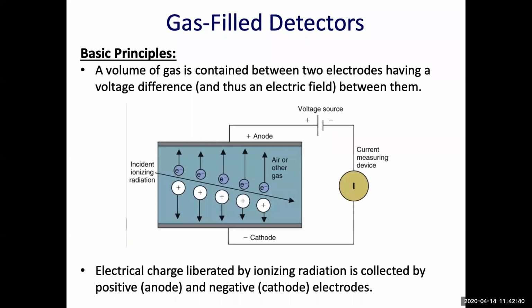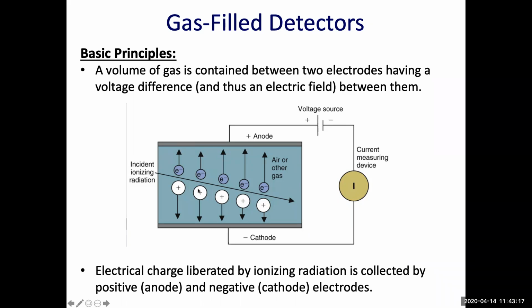The first type of radiation detector is the gas filled detector. The basic principle is that a volume of gas is contained between two electrodes having a voltage difference, and thus an electric field between them. Under normal circumstances, the gas between the two electrodes is an insulator and no electrical current flows between the electrodes. However, radiation passing through the gas causes ionization.